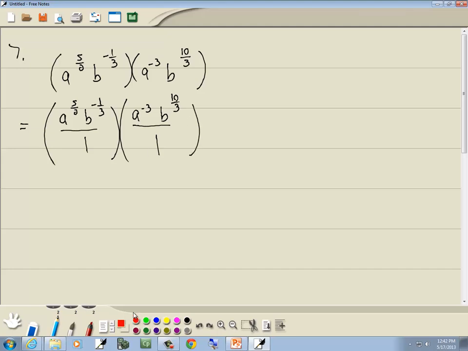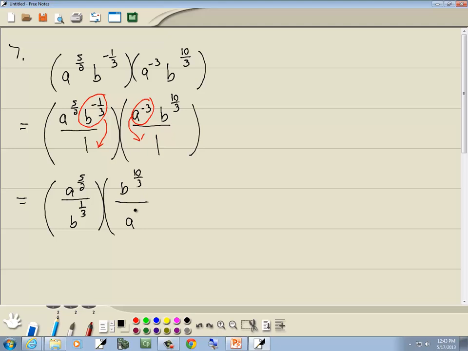Now we take the part with the negative exponent opposite of where it's at in a fraction. So we'll take the b to the negative 1/3, move it down to the denominator. Take the a to the negative 3, move it down to the denominator. Okay, so we got a to the 5/2 over b to the positive 1/3. Remember, you take anything opposite of where it's at in a fraction, the sign of the exponent changes. And we got b to the 10/3 over a to the positive 3.